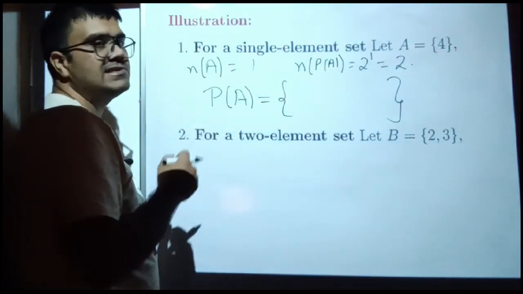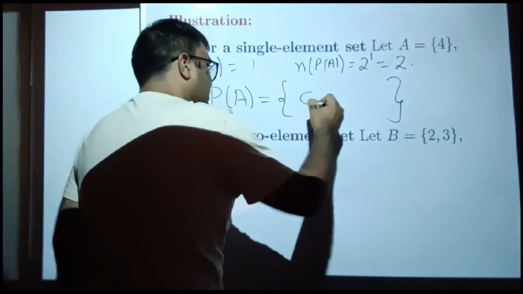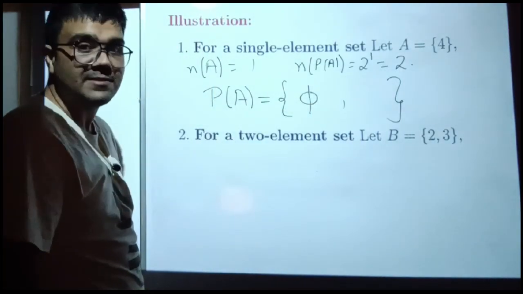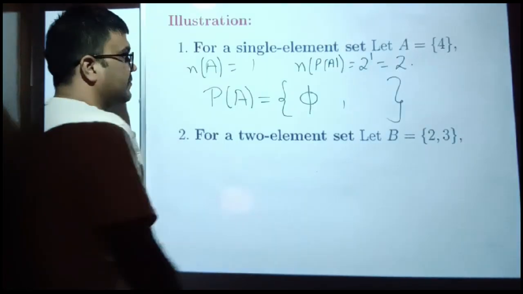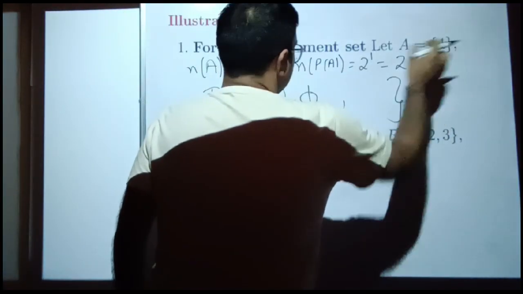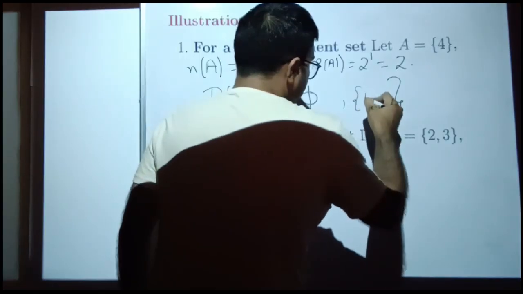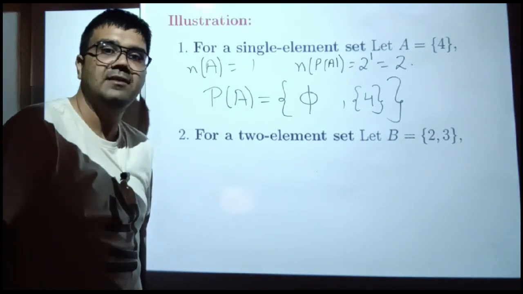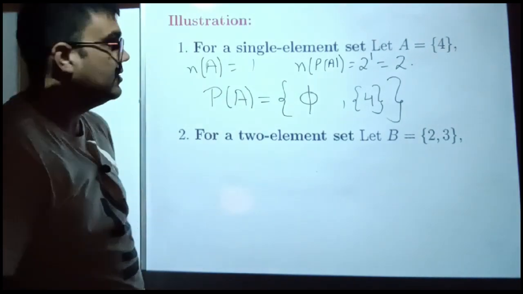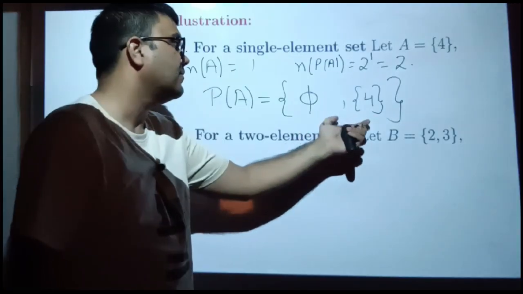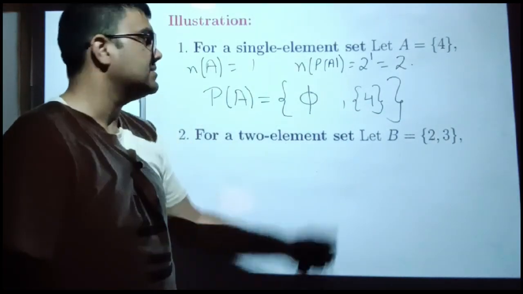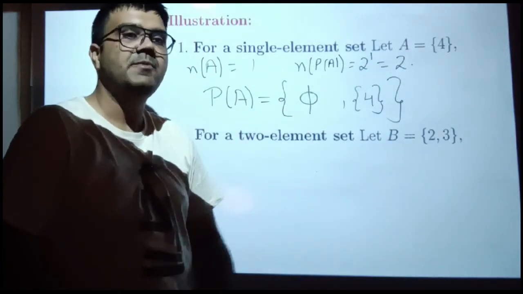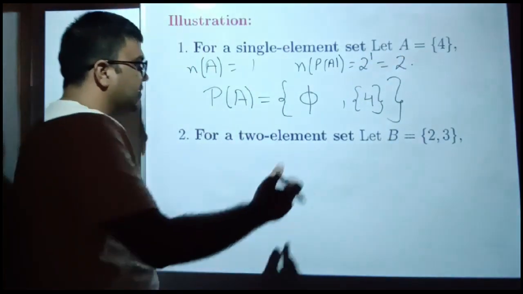Now what are the possible subsets over here? We know that phi is always a subset of a set. We are talking about all the subsets. Phi is a subset of a set. Another subset we have over here is the set itself, the set having the element 4. So this is the power set of the set A. It has 2 elements. One is the element phi and another is the set itself. Things will be more clear to you as we move towards our next examples.